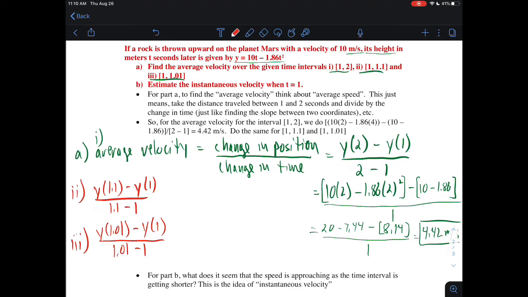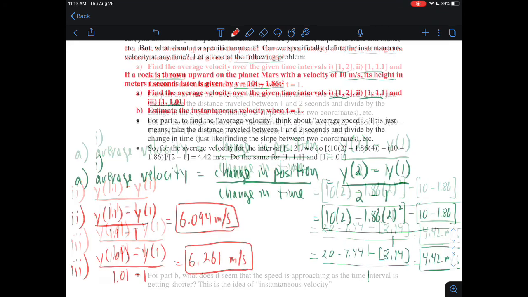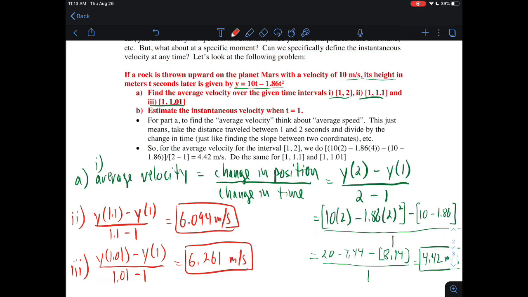So take a couple minutes on your own, pause this video, and see if you can figure out what those are going to equal. And then you can check your answer after unpausing the video. So here's what you should have got for part 2, 6.094 meters per second. And then for part 3, 6.261 meters per second.